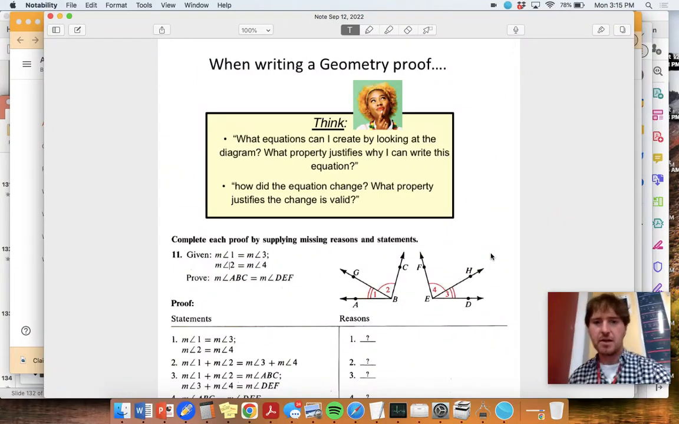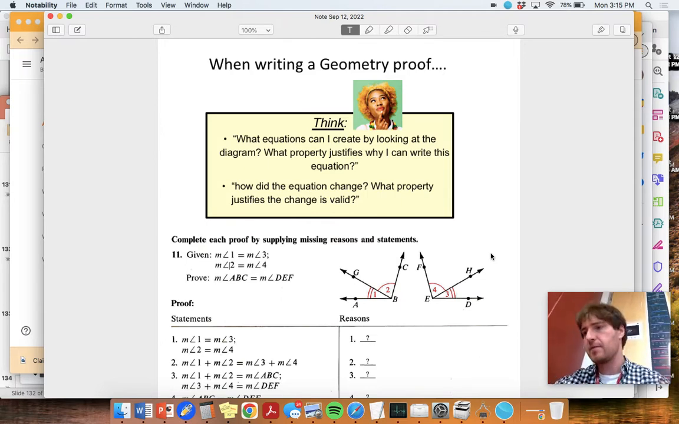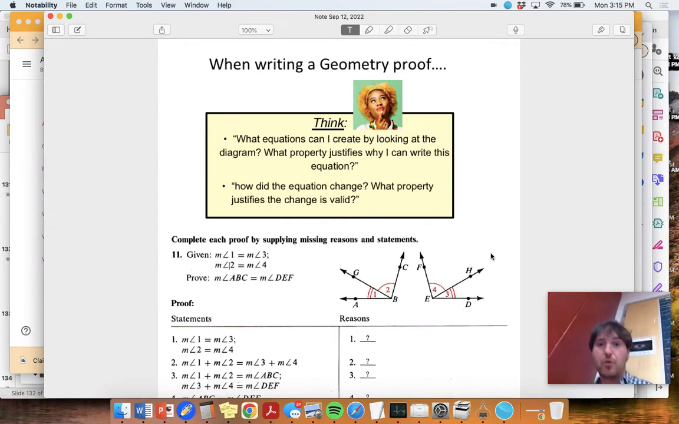I'm gonna film this video because we really haven't done too many practice proofs in class yet. So I have here this writing a geometry proof. Your first proof you have to write for homework tonight is problem number 11, and it's just a fill in the blank proof. That's how we can start the year.